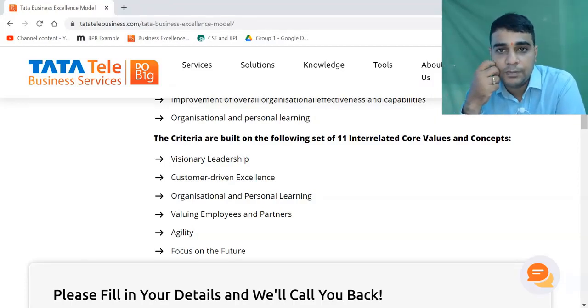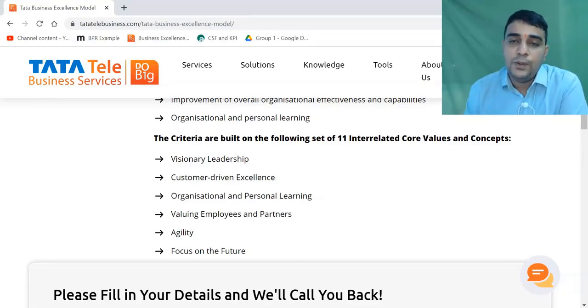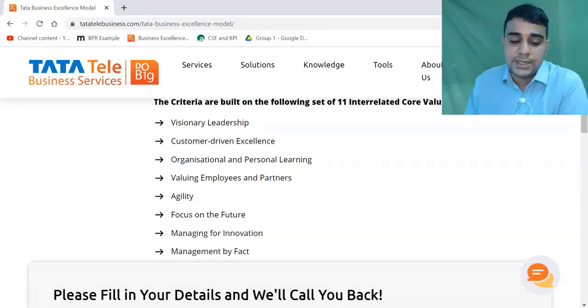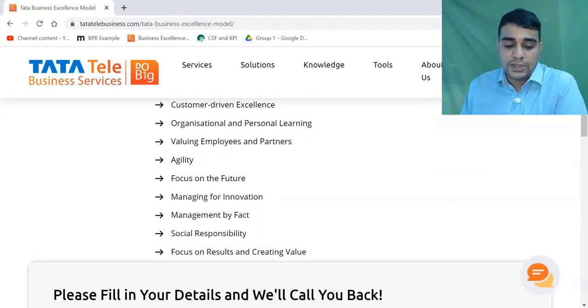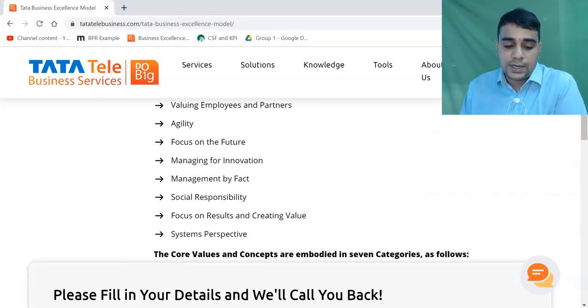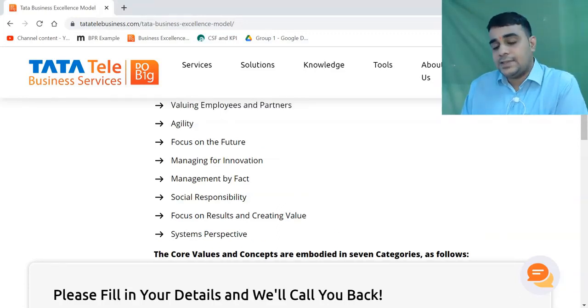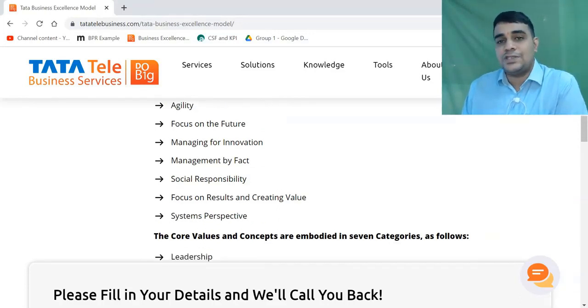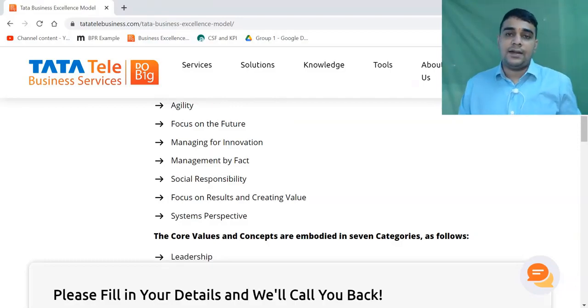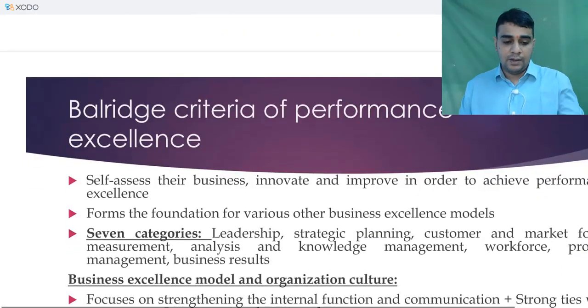Visionary leadership, so better leadership is needed. Customer driven excellence, organizational and personal learning, valuing employees and partners, agility, focus on the future, innovation, management by fact, social responsibility, focus on results and creating value, systems perspective. So these are the areas they focus on, and this is based on 7 categories. Now the 7 categories are the same as what you see here.